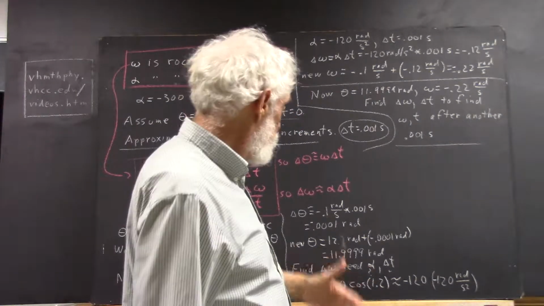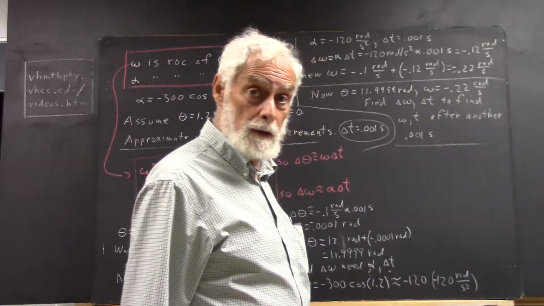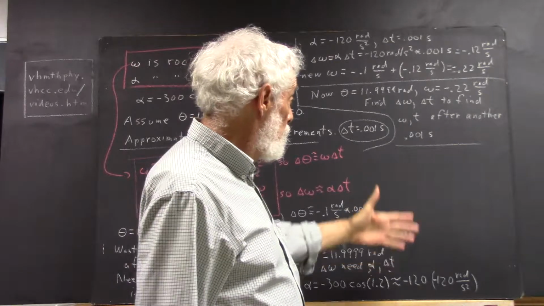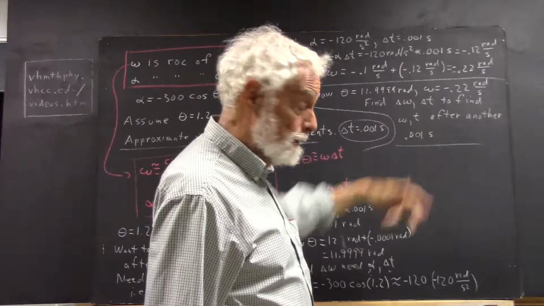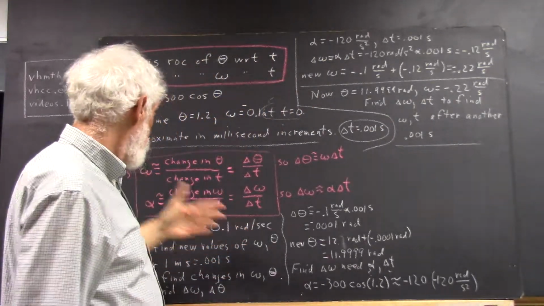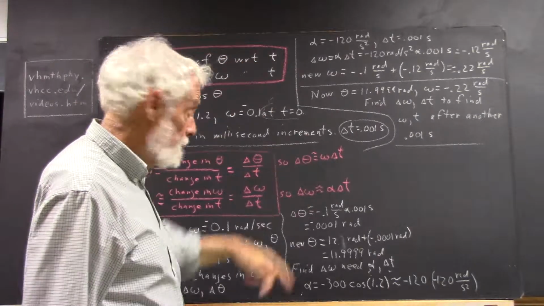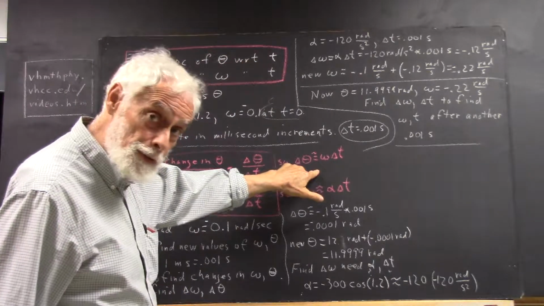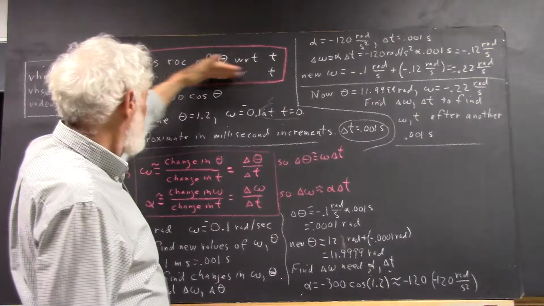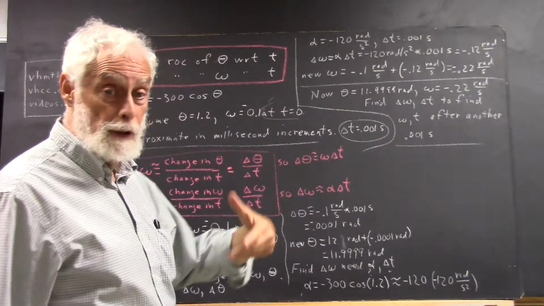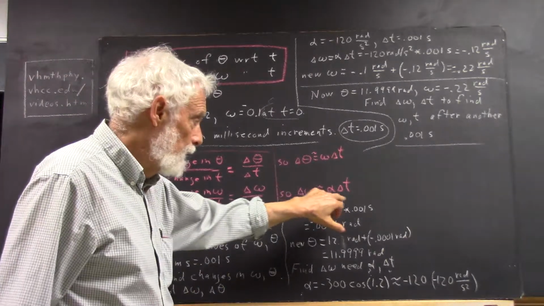And more significantly, find your new value of omega. Okay? By finding the change in theta and the change in omega. You find the change in theta based on the fact that omega is the rate of change of theta with respect to t, which means this, and you find the change in omega by the fact that alpha is the rate of change of omega with respect to t, alpha is equal to this, and delta omega is alpha delta t.